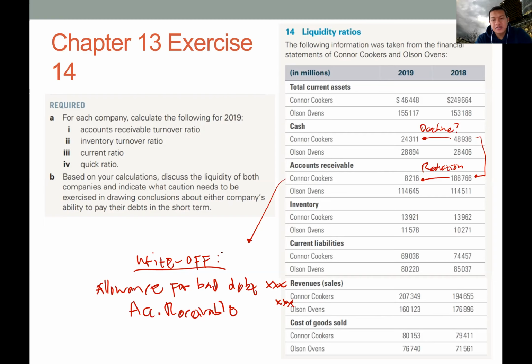So I think we should conclude that even though the receivable turnover of Kanner is slightly higher than Awesome, we should conclude that Awesome is much better. Because you can see that Awesome has an increase in their cash balance. So actually they have additional cash from their customers.